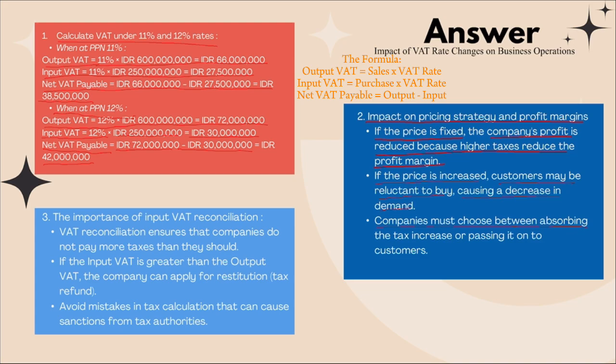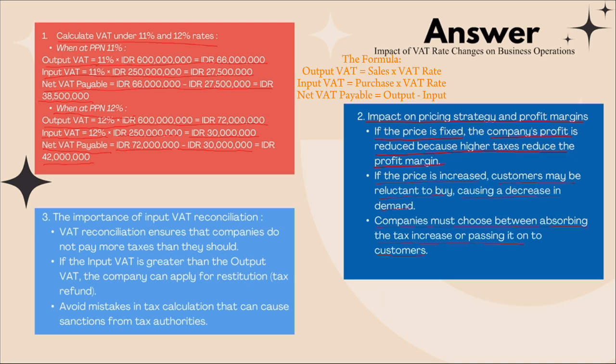to customers. The company needs to find operational efficiency solutions to reduce the impact of the VAT increase. For example, by finding cheaper raw material suppliers or optimizing the supply chain. Company must find a balance between maintaining customers' purchasing power and maintaining profit margin.